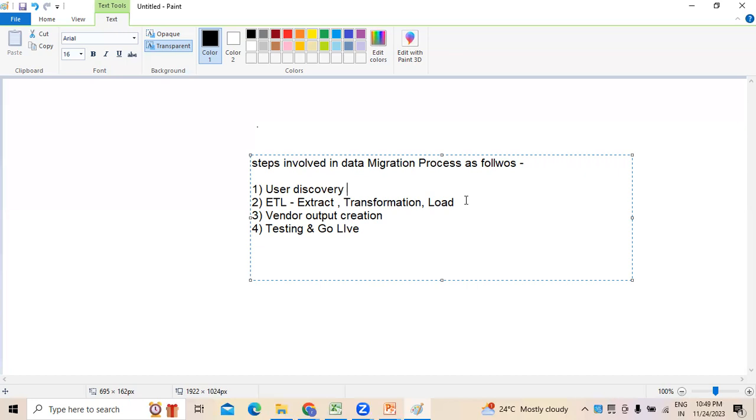Okay, so this is what generally the ETL process is. When we talk about the ETL process, it is extracting the data, transforming and loading the data from legacy systems to the new application. The existing system is nothing but the legacy application. Understood, right?